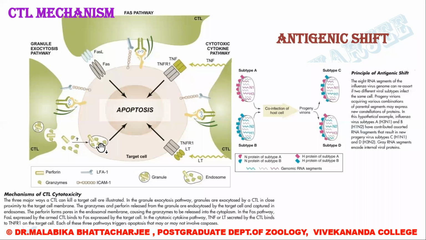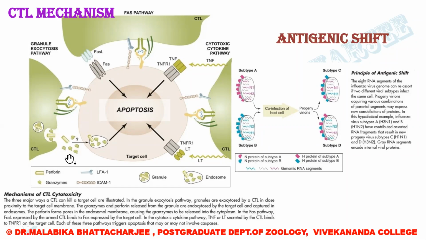There are 2 categories of granzymes that have been observed to date. Granzyme A initiates a caspase-independent pathway of DNA damage, while granzyme B triggers classical caspase-mediated apoptosis. So this is basically the granule exocytosis pathway.